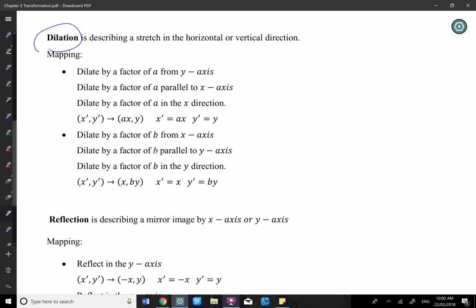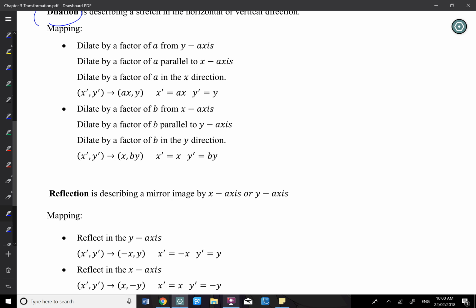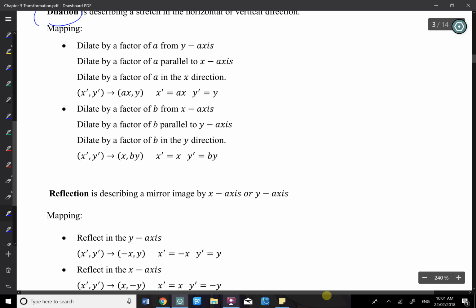So there are 3 ways to describe it. You need to know all of this because you can choose one way to use, but you don't know how the question will describe it. So the first one is dilate by a factor of a from the y-axis, but remember that changes x.